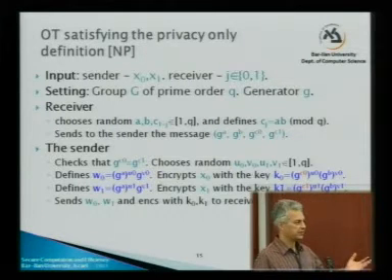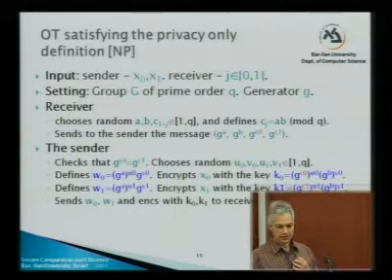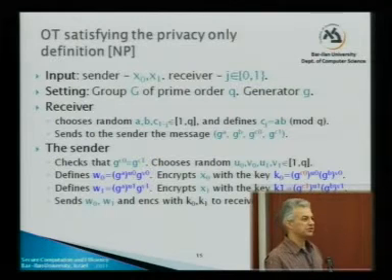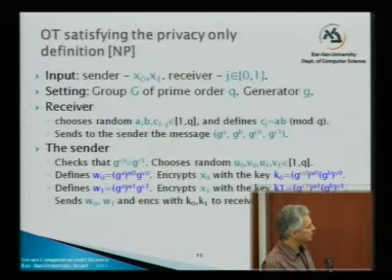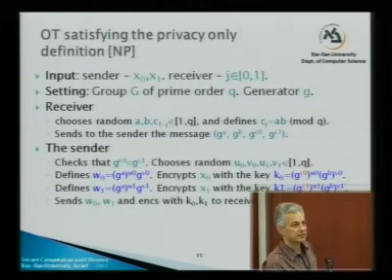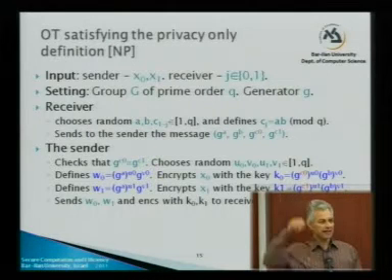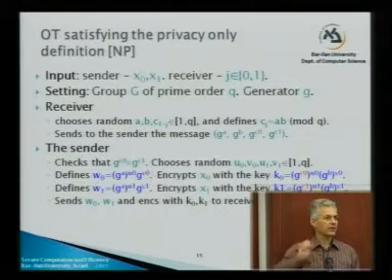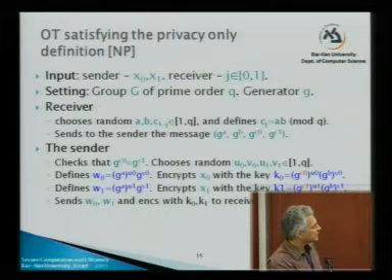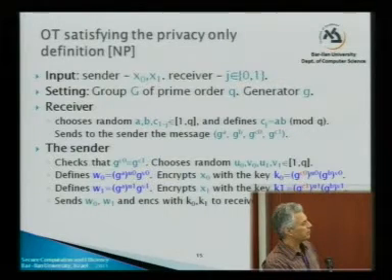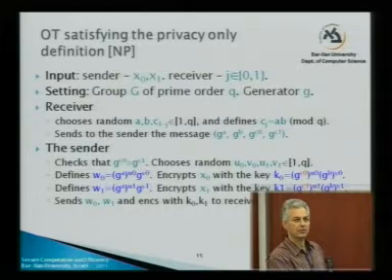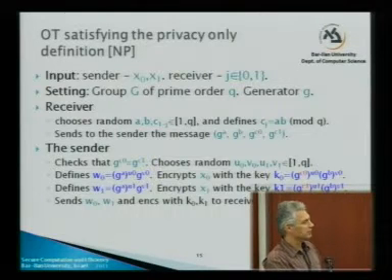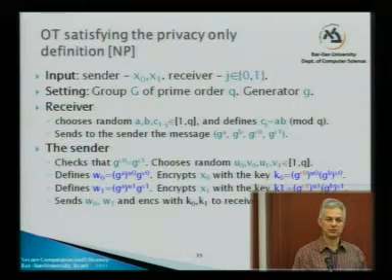This message is sent to the sender. What does the sender do? So the first thing it does, it checks that GC0 is different to GC1, that these 2 values are not the same. Why is that? That's because here the receiver put g to the AB here if it wants to learn x0, and g to the AB here if it wants to learn x1.